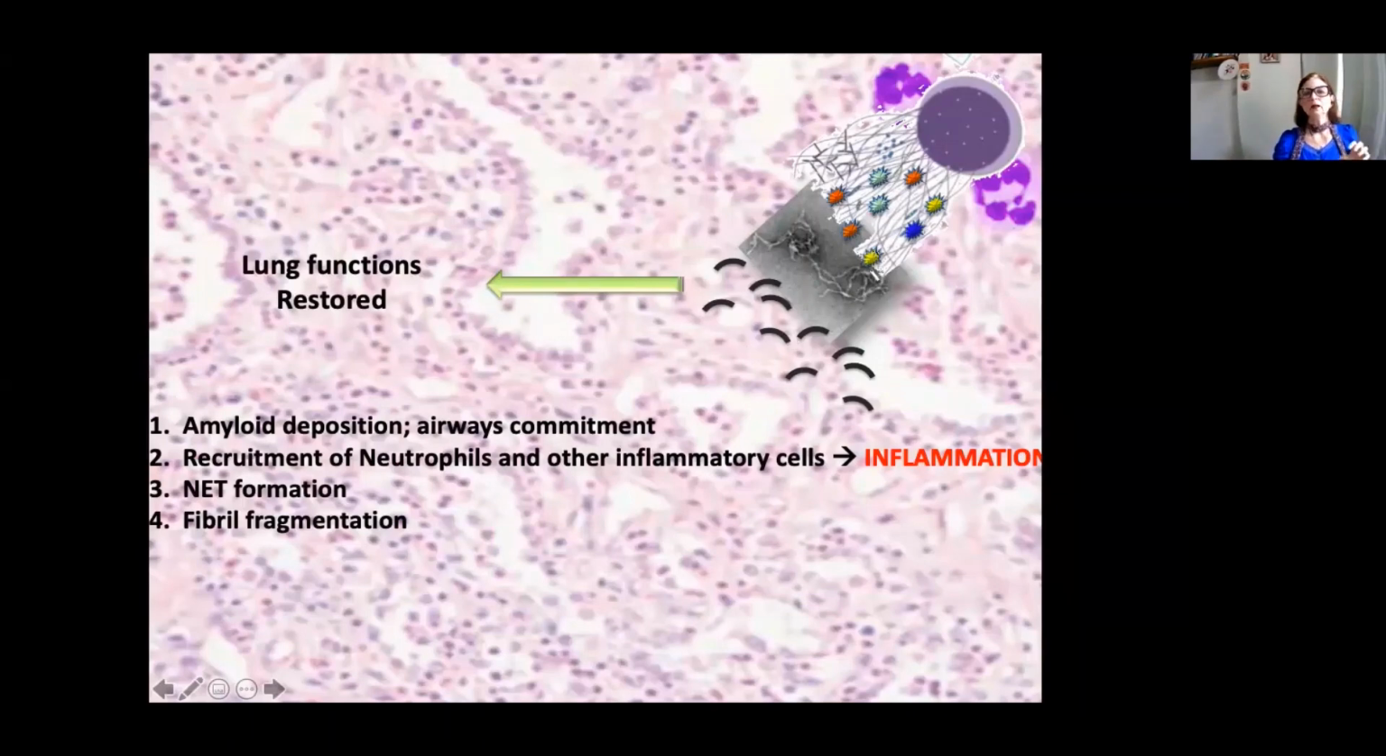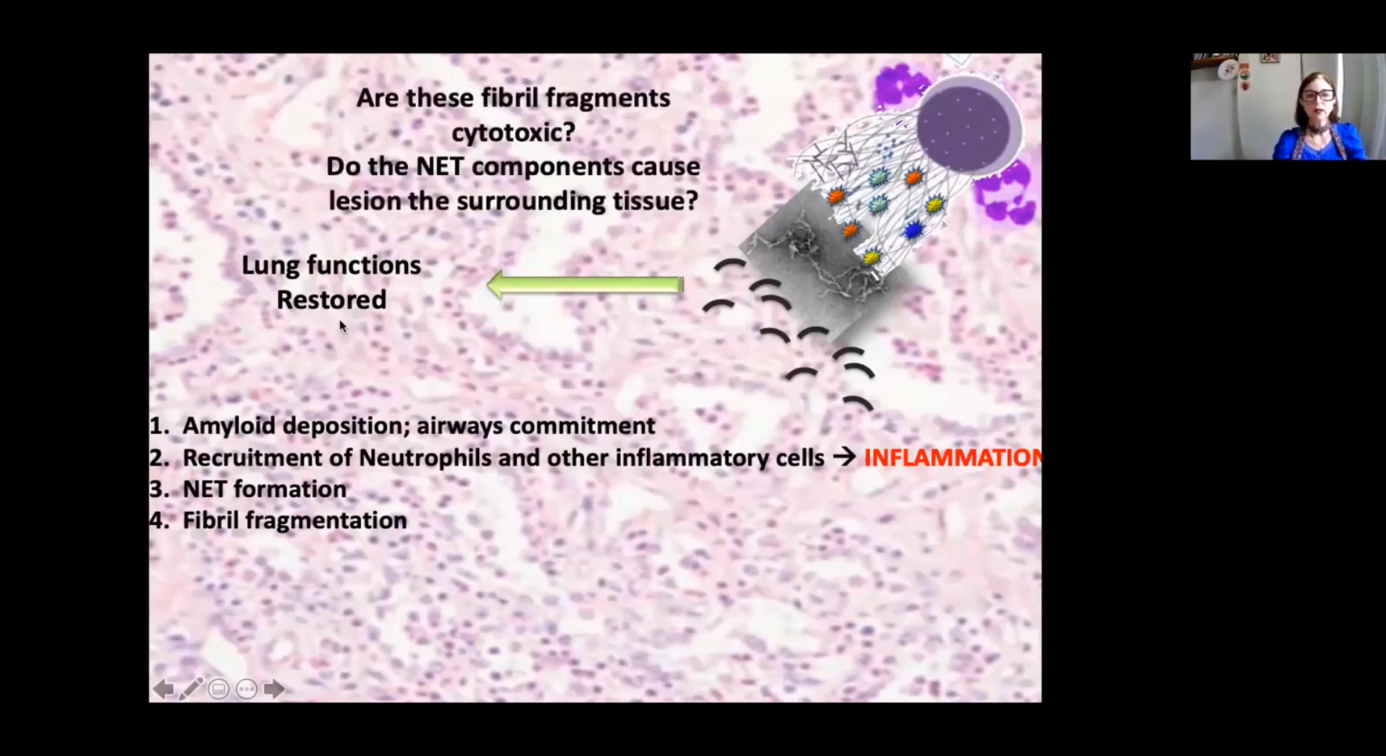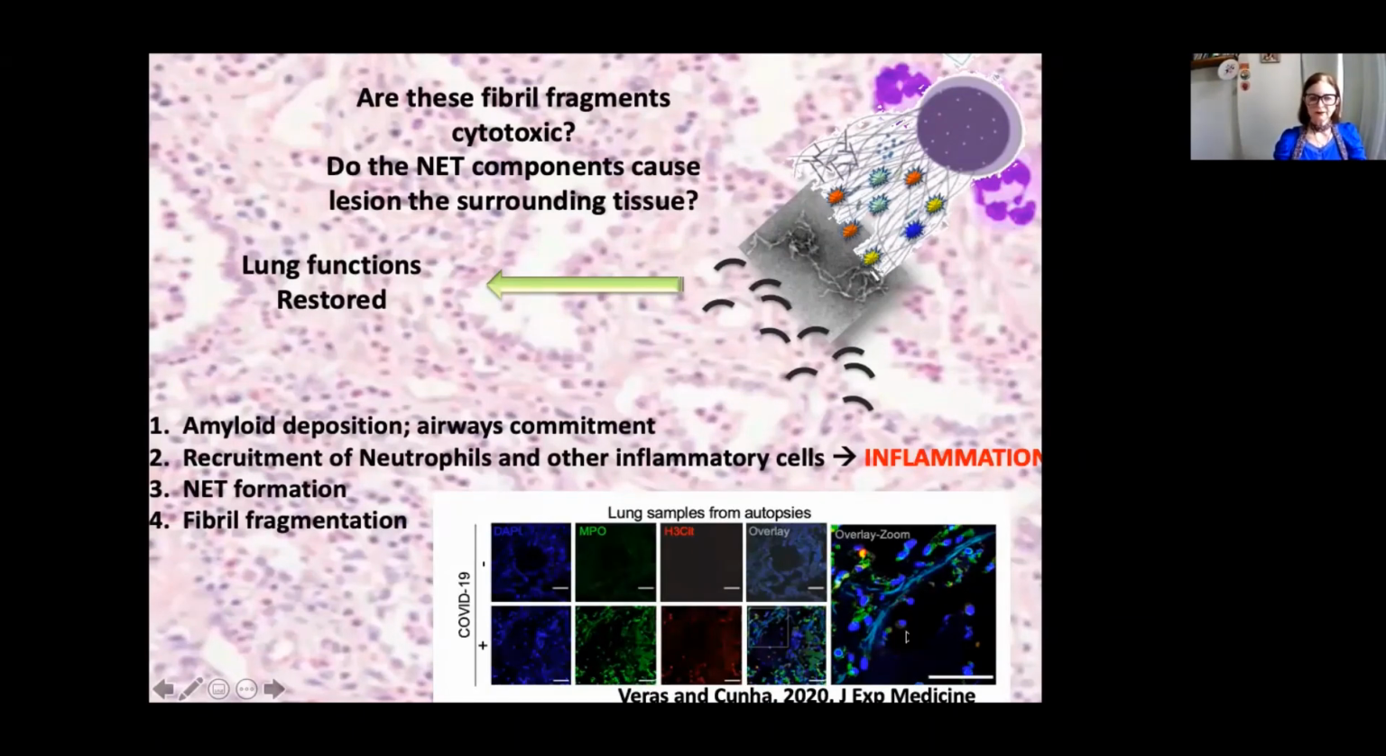And so in the lung, once these fibers are digested, we can see the functions of the lung are restored. But in the case of the peripheral nerve system, we can see that these NET components are very cytotoxic, and we are still evaluating what happens in the lung in the presence of this NET component in relation to cytotoxicity to the tissue around. And just finishing, this is a recent paper from a Brazilian group showing COVID-19. In COVID-19, SARS-CoV-2 induces NET formation in the lung, and it's present also in autopsies of the patients, showing the importance of this NET structure in so many diseases.